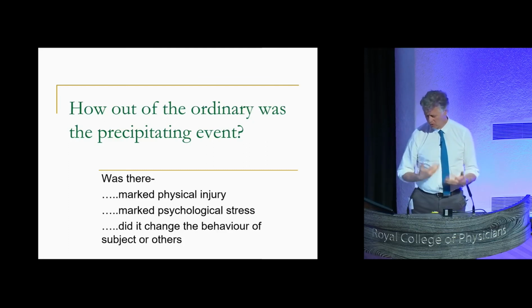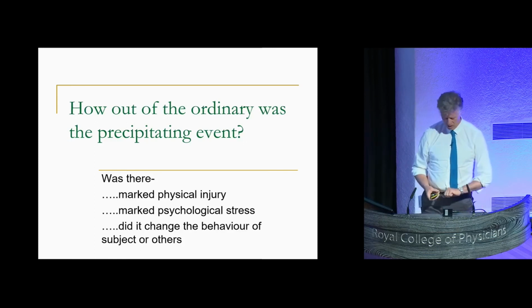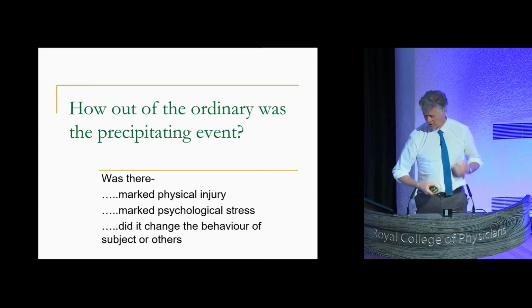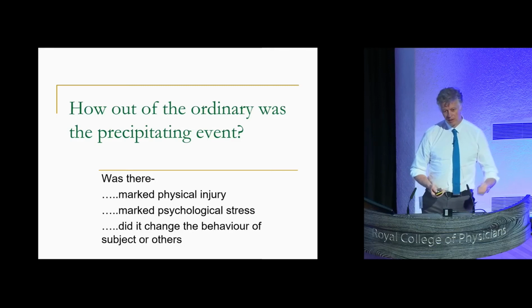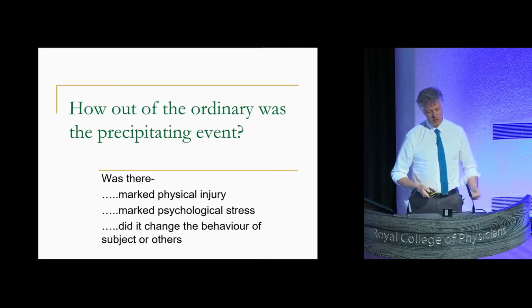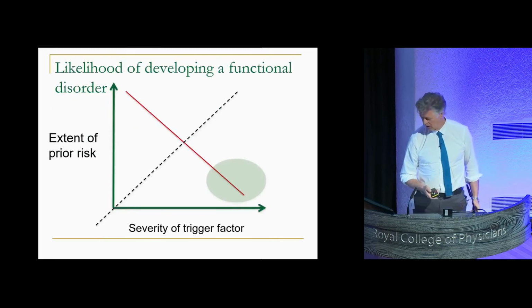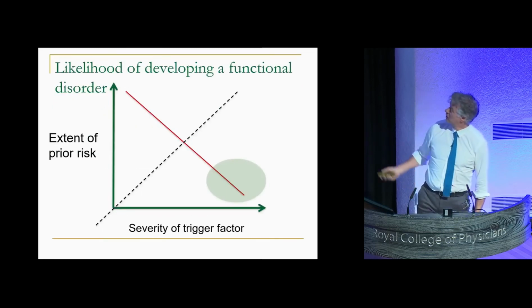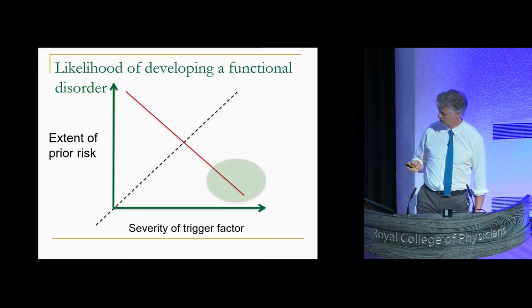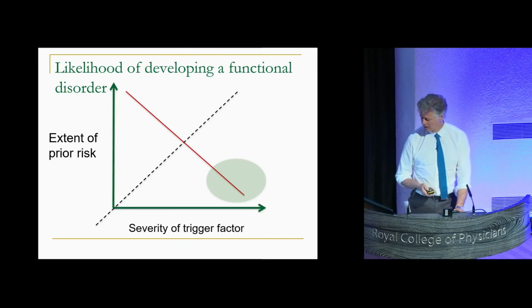But I think also there's a question of, did it change the behaviour of others? And did other people view you differently? The person who has a mild head injury one day comes into casualty the next day after a faint, in my experience, has far greater chance of being diagnosed with having had a seizure than they would have ordinarily. And I'm basically trying to look at this severity of the trigger versus the extent of prior risk and seeing how far down that line we can take the case.